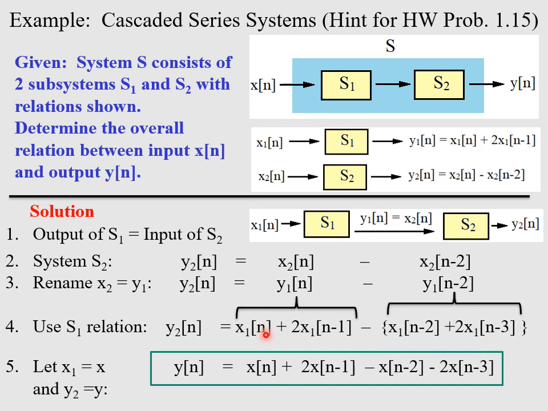We see there's an x of n. We have a 2x of n minus 1. That's this term. And let's see. Then we have a minus x of n minus 2, which is this term, and then, remember this minus sign here got distributed in, minus 2x of n minus 3. So here's our final relationship for this overall system. So if you can follow what I did here, you should be able to do problem 1.15 in your homework.